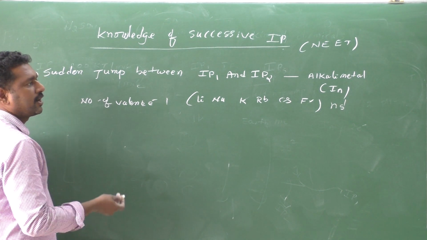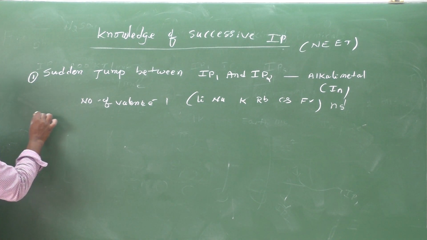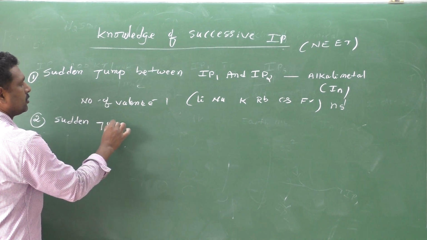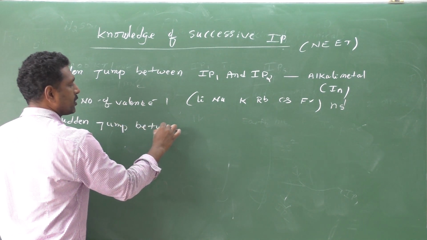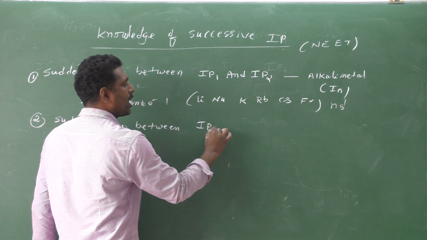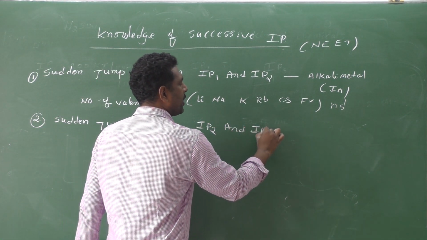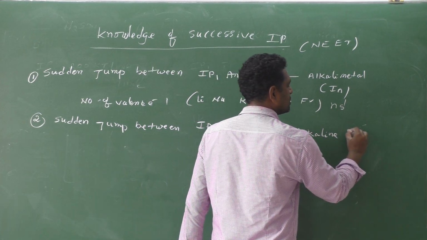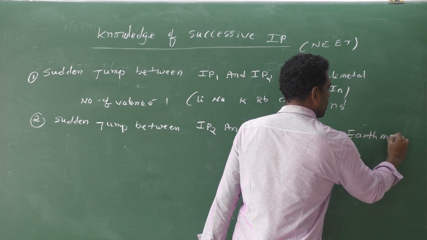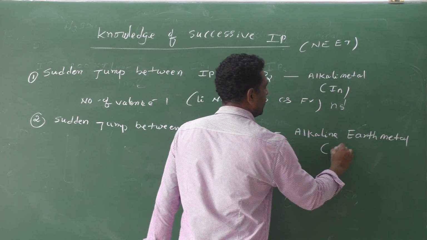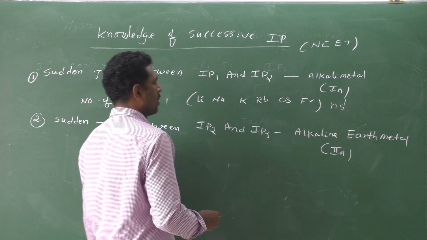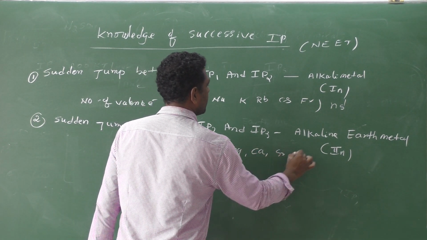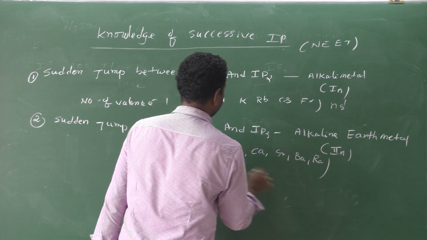I will give an example for this: sodium, or any element we can take. Next, second one: sudden jump between IP2 and IP3, that is alkaline earth metals, second A group: beryllium, magnesium, calcium, strontium, barium, radium.